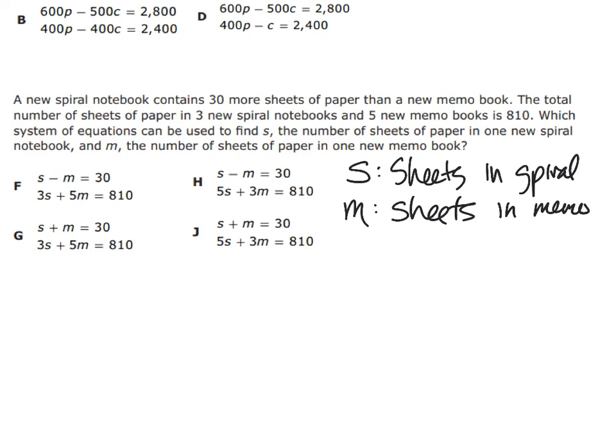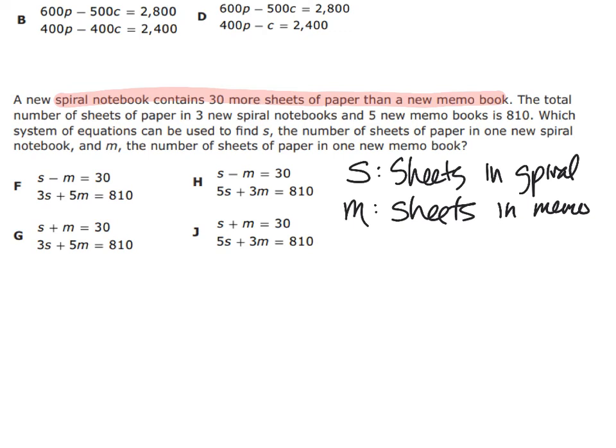New spiral notebook contains 30 more. So spiral contains 30 more sheets of paper than a new memo book. That's a balancing question because we said more. Your arms are already up. Spirals, memo book. It says a spiral contains 30 more. What happens when there's more? Boom, it's heavy, so your arm goes down. So which side am I going to have to add to get it to balance out?